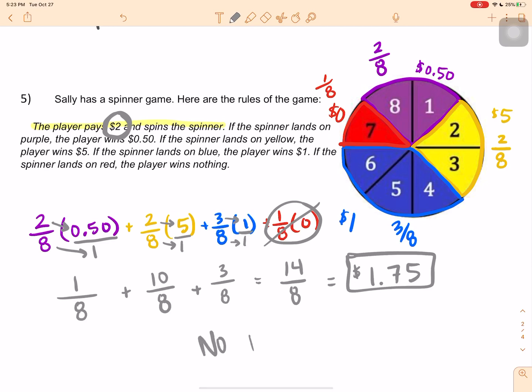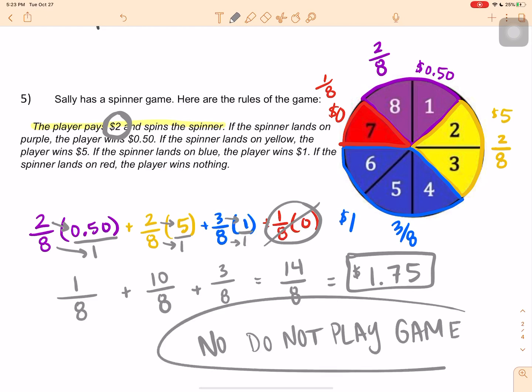No, do not play the game. You would be losing 25 cents per game, right? If you only win an average of $1.75 per game after playing over and over again, your expected winnings is just $1.75. So paying $2, you'd be losing a quarter every game, okay? That would be the average.